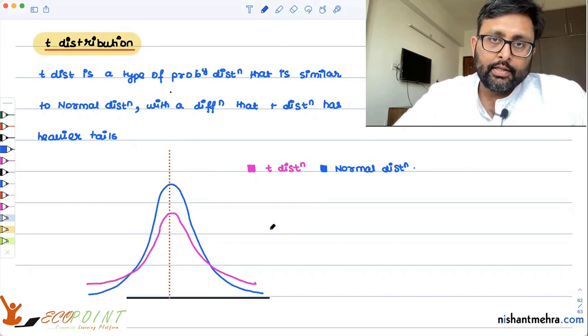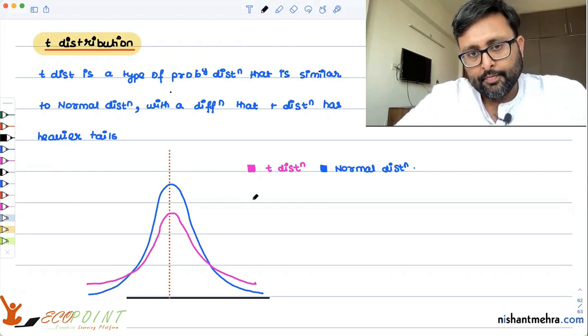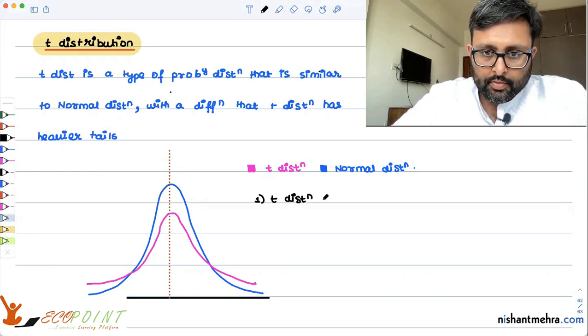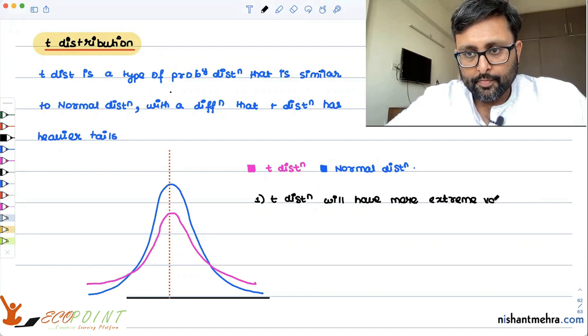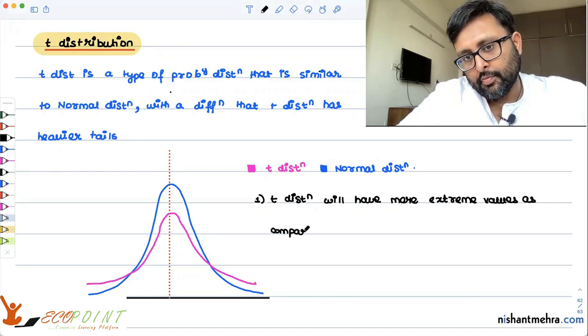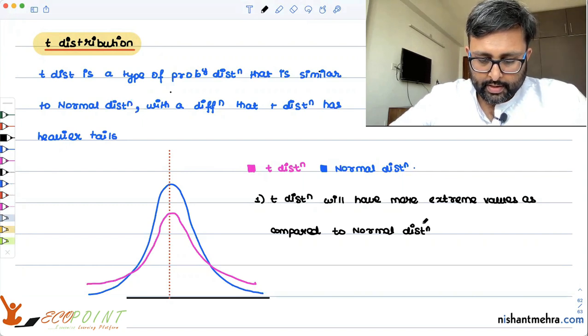It means that there is a greater chance that t distribution will have the values which are far away from the mean. So t distribution, please write, will have more extreme values as compared to normal distribution, right? As compared to normal distribution.